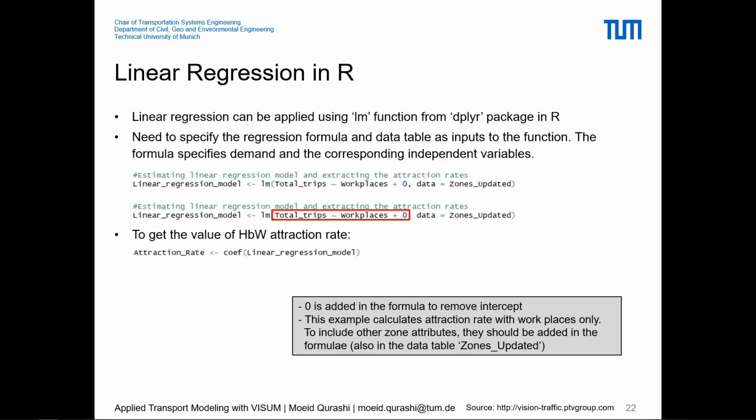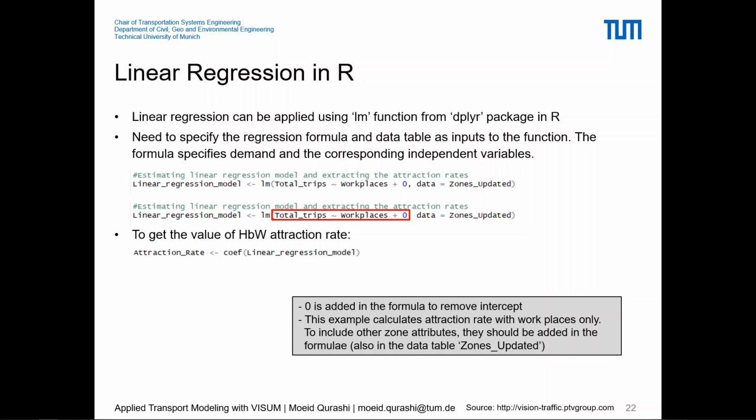Let's go next, and now we'll perform a linear regression. To do this, we use the LM function, from the dplyr package, and we need to specify a regression formula and the data table to this LM function.